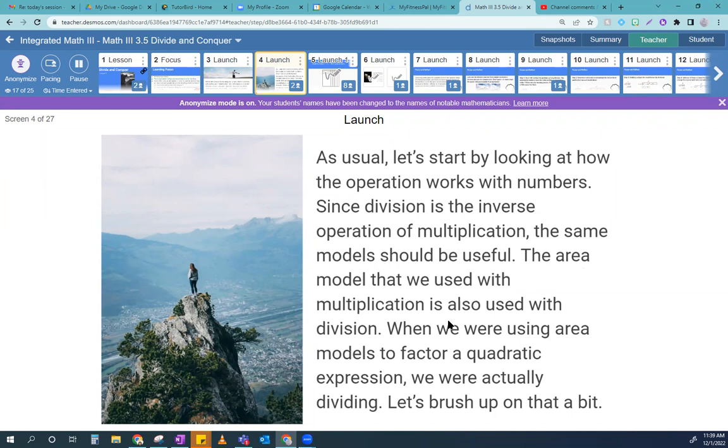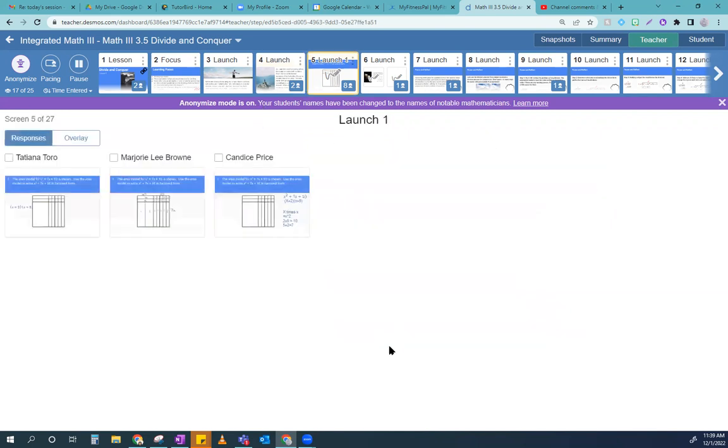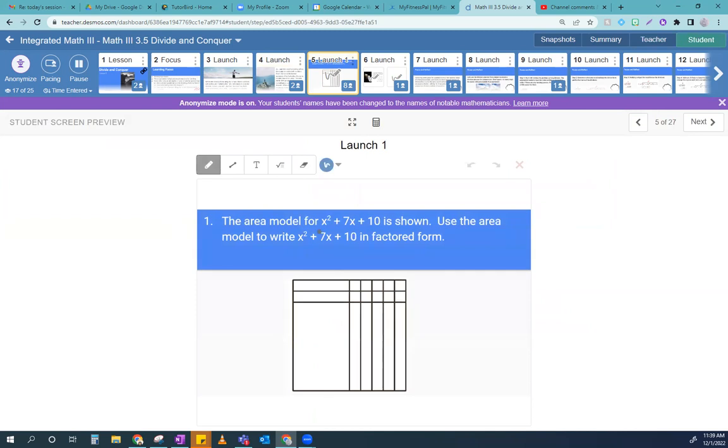The area model that we use for multiplication is also used with division. When we were using area models to factor a quadratic expression, we were actually dividing. Here, let's go. Oh, wait, what? Sorry. So the area model for x squared plus 7x plus 10 is shown. Use the model to write x squared plus 7x plus 10 in factored form.